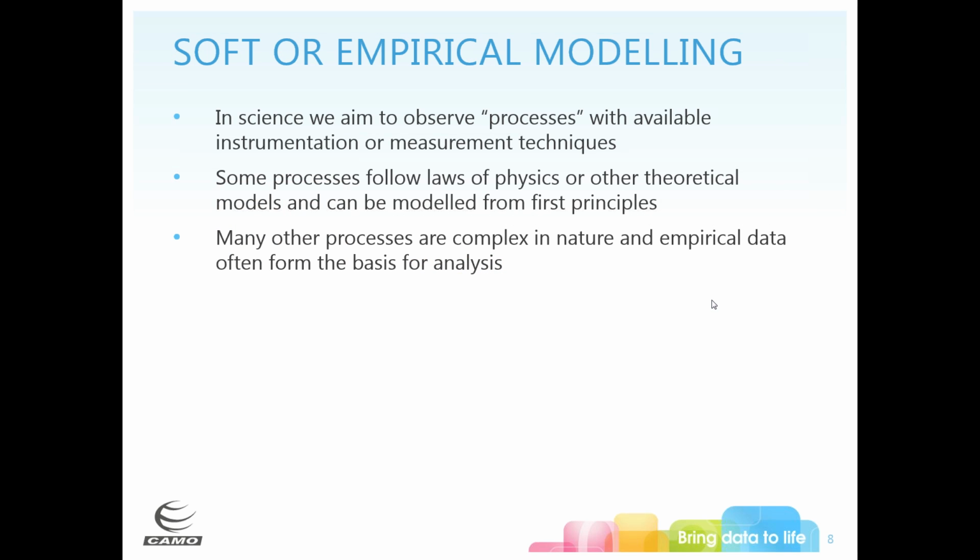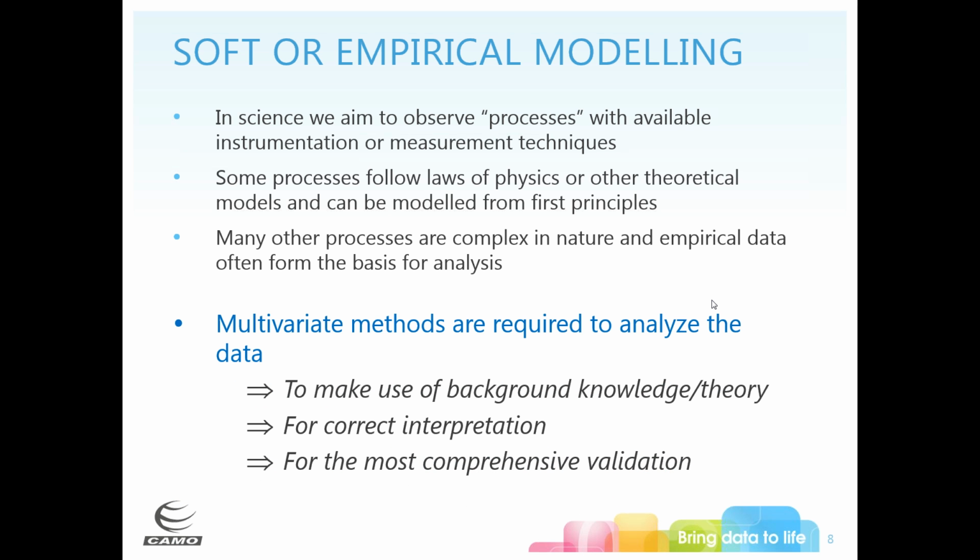So in science, we aim to observe processes with available instrumentation or measurement techniques, and these follow laws of physics, and theoretical models can be modeled from first principles. Other processes are complex, and so then you need complex data analysis. So we use multivariate methods in order to analyze this data to get the right interpretation, to understand the background knowledge and theory, and for a comprehensive validation.